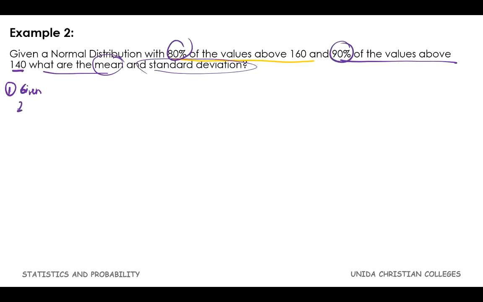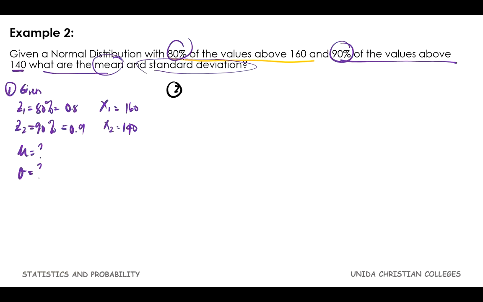So, Z sub 1 is equal to 80% or equal to 0.8. Z sub 2 is equal to 90% or equal to 0.9. Okay? And we have x sub 1 is equal to 160. X sub 2 is equal to 140. Ang nawawala ay si mean and standard deviation. Okay, so let us draw. Draw natin si normal distribution para mas makita natin kung ano yung hinahanap natin.